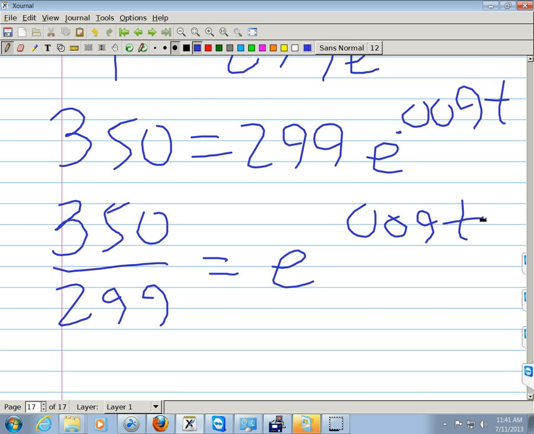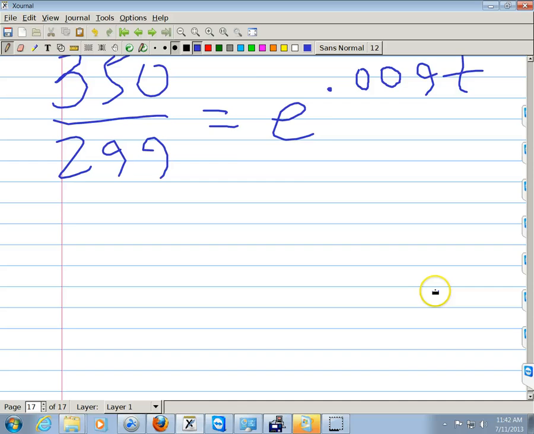0.009t. Now, I really don't care that much which log you use to get the t out of the exponent. But since this is e to the, wouldn't it be nice and clean to use ln? Because e to the, ln and e to the just cancel nice and clean and you're done. You don't have to worry about any more logs. They're gone. So take the log of both sides but make it ln. You don't have to, but it's sort of nice here.